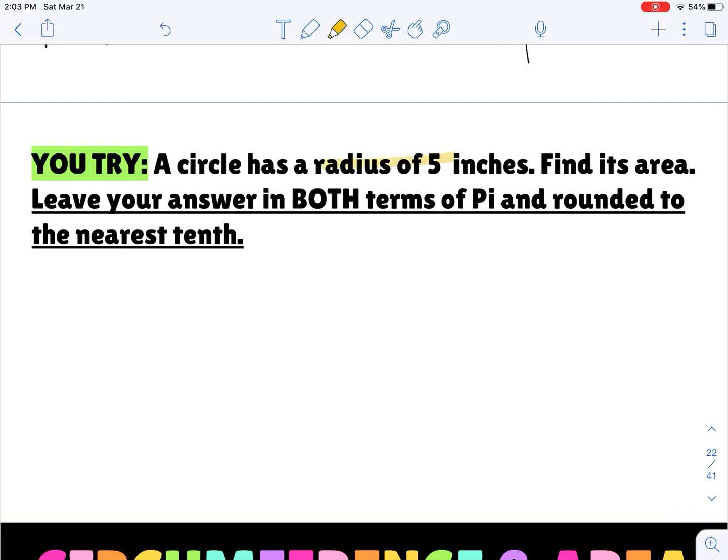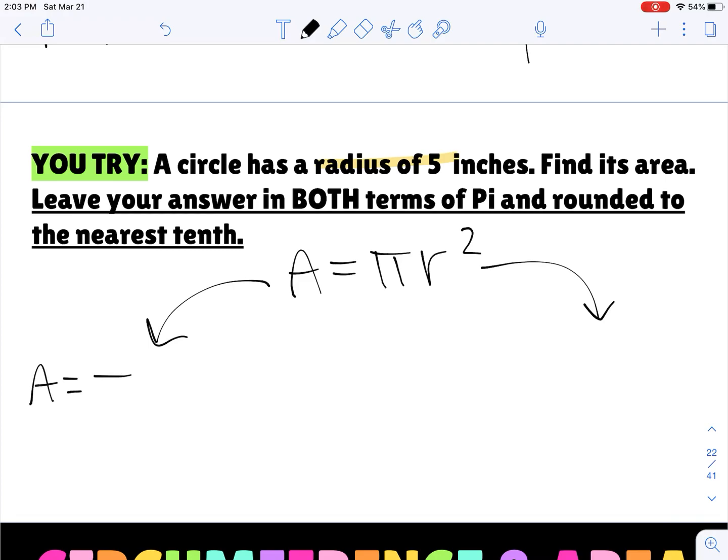A circle has a radius of 5. We start with our formula. Area equals pi radius squared. Okay, we're going to do one in terms of pi, one rounded. So if the radius is 5, we're going to substitute, which is pi 5 squared. We know 5 squared is 25. In terms of pi, I would just write 25 pi, and the units is inches squared. So this answer over here is in terms of pi.